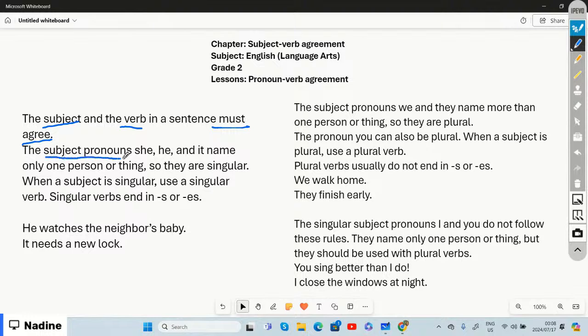The subject pronouns, right? So we have pronouns. Remember we said pronouns, they take the place of the noun. So the subject pronoun, words like she, he, and it, they name only one person or they name only one thing. Which means that they are singular, right? And when we talk about it being singular, it means that we're referring to only one person or only one thing.